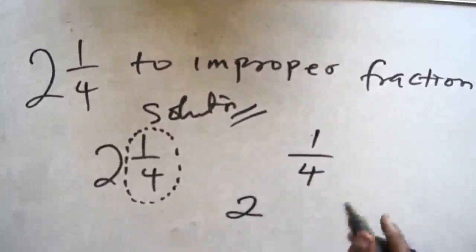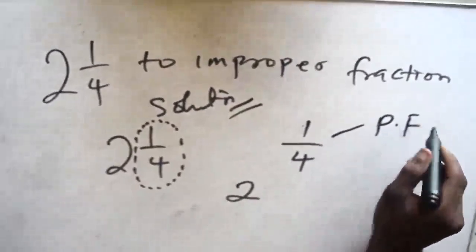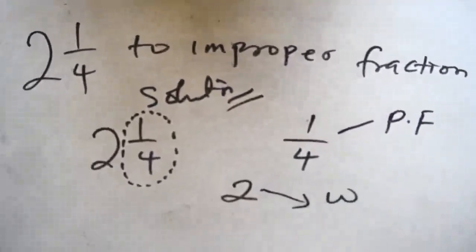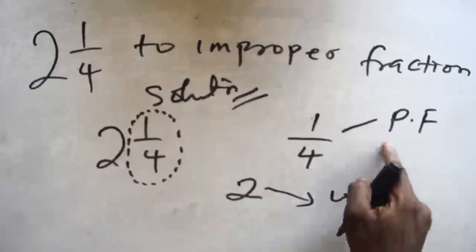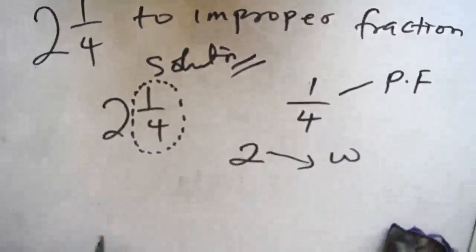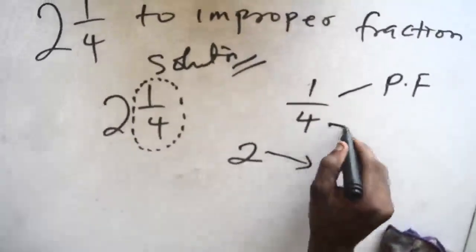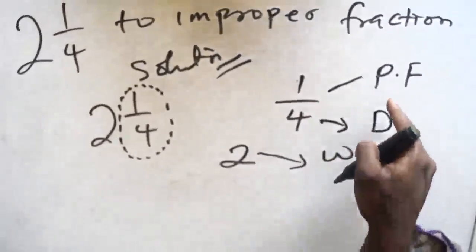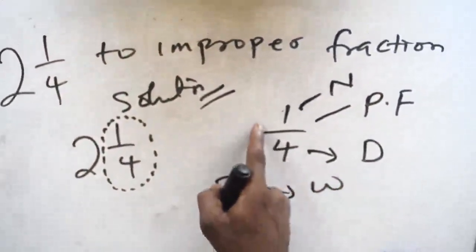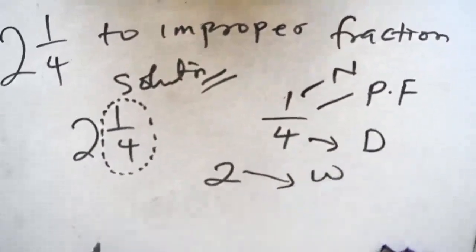This is a fraction, and you and I know that this is an example of a proper fraction, which I will call PF. And this is a whole number, which I will call W. So a combination of whole number and proper fraction gives us what? Mixed fraction. So the first thing you do in order to convert this is to take the denominator of the proper fraction. The denominator, I'm calling it D. The numerator, I'm calling it N. Here, take the denominator, which is 4 here.